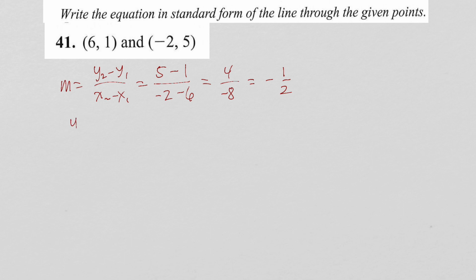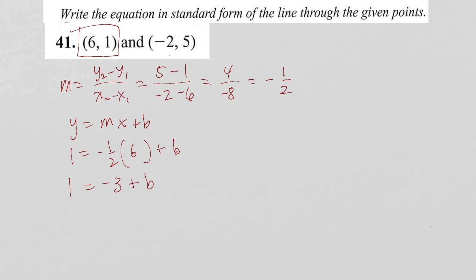Now, I'm going to go to y equals mx plus b. Pick a point, either point. This is our y value. 1 is equal to, this is our m, negative 1/2. This is our x value, 6, plus b. Try to make your 6's and b's look different. So we have 1 is equal to negative 1/2 times 6 is negative 3. And I'm going to move my 3 to this side by adding it to each side. And I'm going to get b is equal to 1 plus 3 is 4.